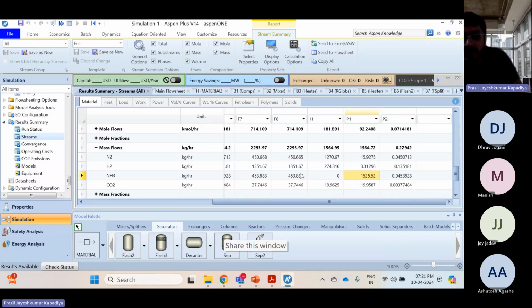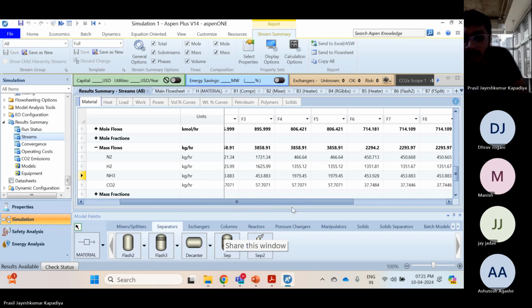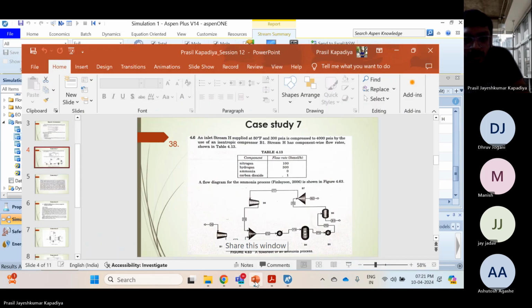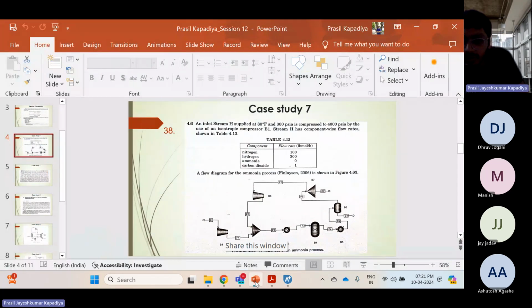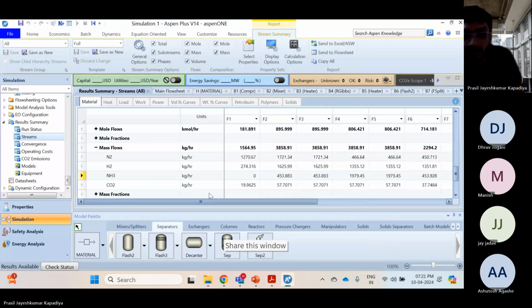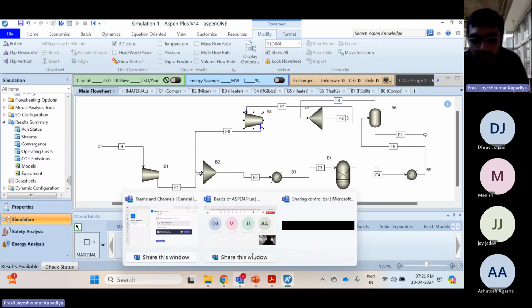So you can see it in the F8 stream. We have additionally 450 and 1351.67 kg per hour of hydrogen. So hydrogen at F2 is 1625. Hydrogen at F2 is F1 plus F8. Okay. Do you want to do sensitivity or something else? You can share your screen.